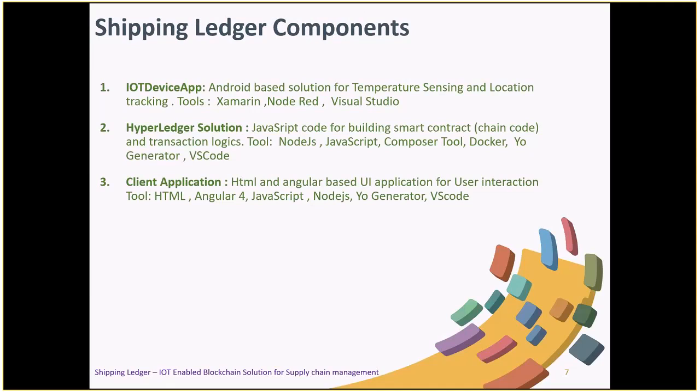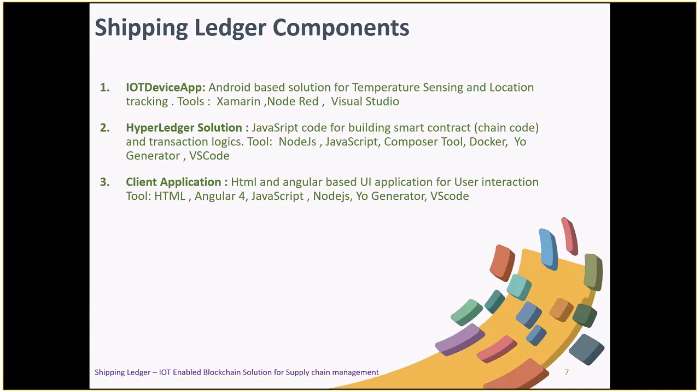So in the shipping ledger, we have three main components. The first one is the IoT device app. It is an Android-based solution for temperature sensing and location tracking. We have used Xamarin as a tool, Node-RED, and Visual Studio for developing this IoT device app.